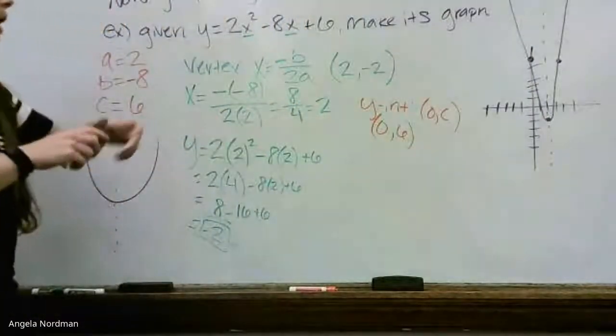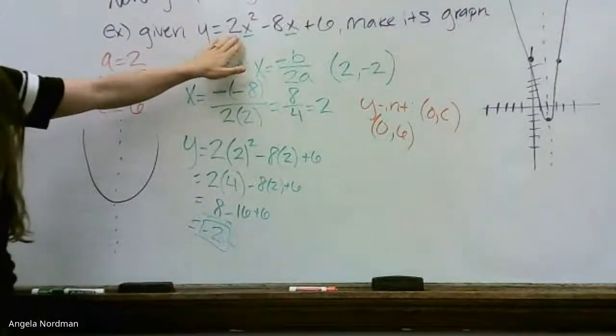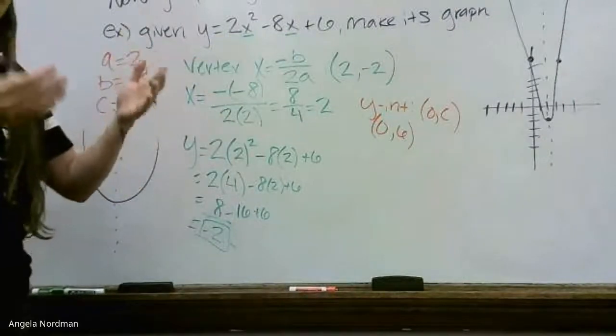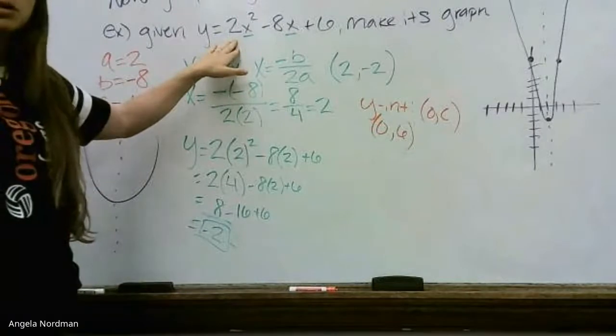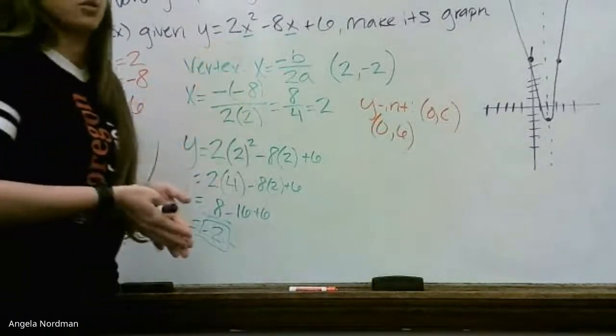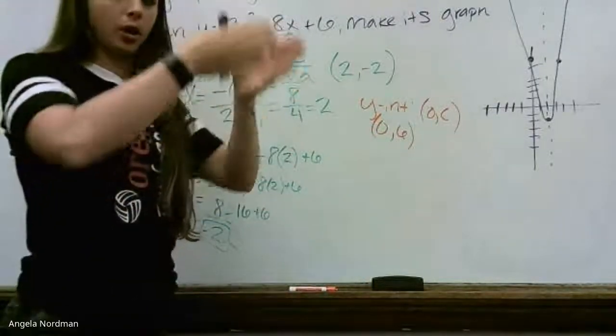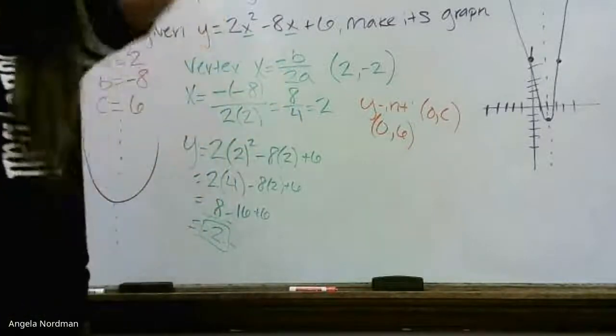And I know that my a value is positive, so it's opening up. The absolute value of my a value is positive and greater than 1. So it's also being a little bit more narrow, okay, a little bit narrower and taller.